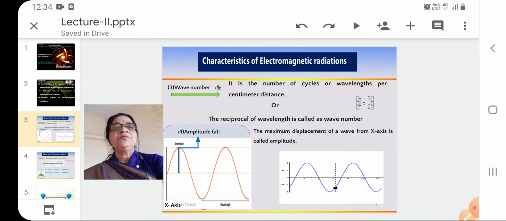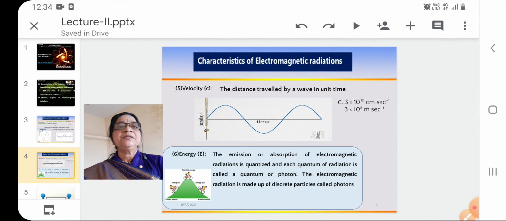Now the next one is the velocity. Velocity here is the velocity of light. It is a constant and is equal to 3 into 10 raised to 10 centimeter per second, or 3 into 10 raised to 8 meter per second. It is very useful to calculate the frequency as well as the wavelength. Now what is velocity? The distance travelled by the wave in unit time is called the velocity.